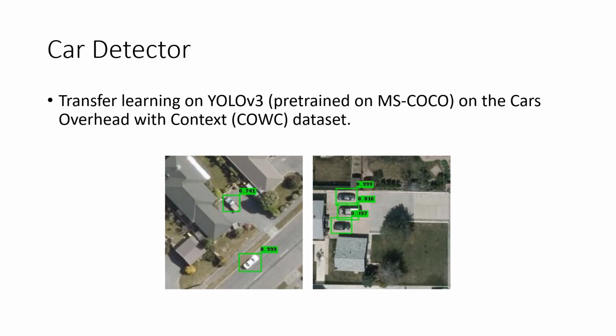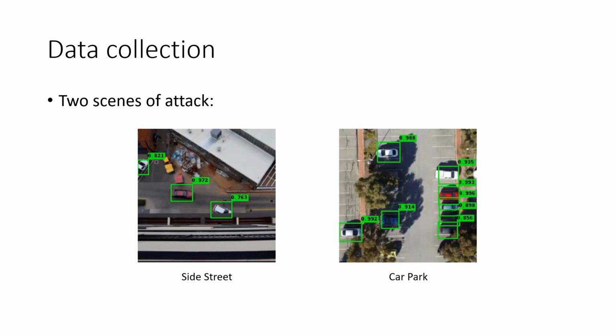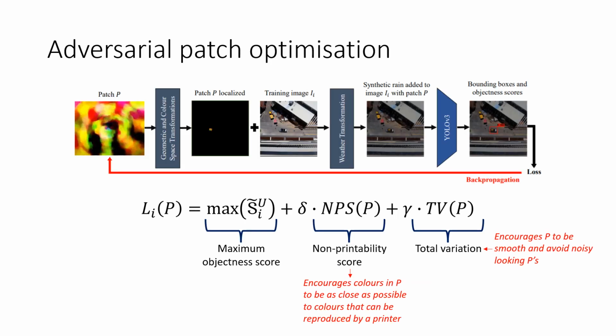Before we can generate a patch and thus perform a physical world attack, we need to train a detector that can detect cars in aerial images. We do this by training a YOLO v3 object detector on the Cars Overhead with Context dataset, or COWC in short. Below are some images from this dataset. Next, we're capturing collected data from two scenes that we want to hide cars from being detected in. Cars in the side street scene and cars in the car park scene. Now we're ready to create a patch.